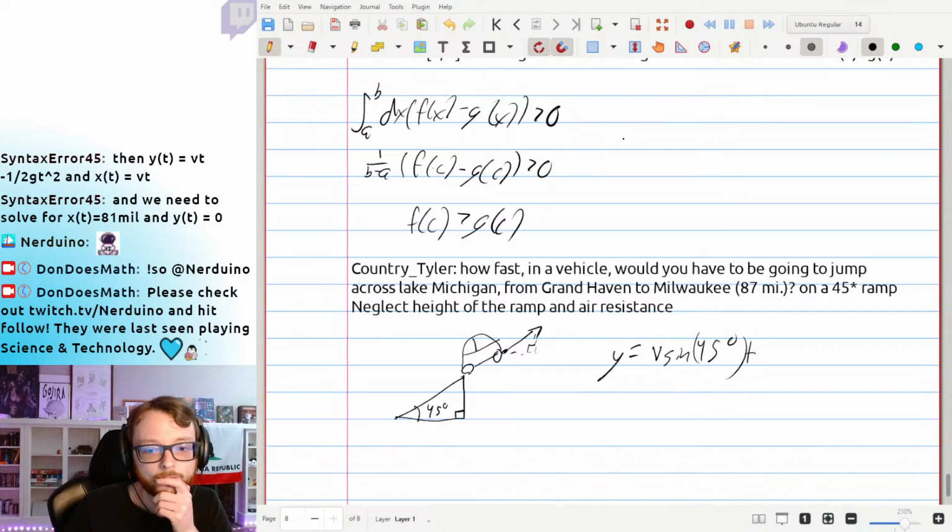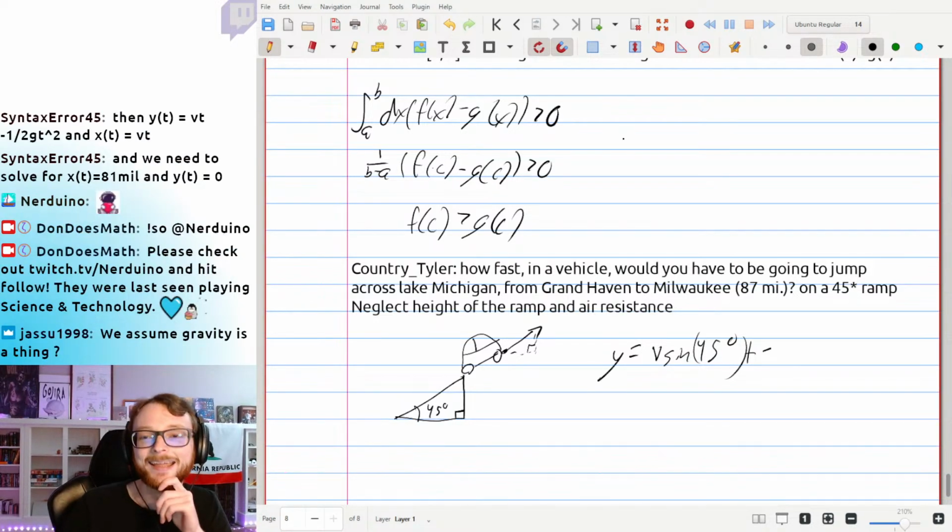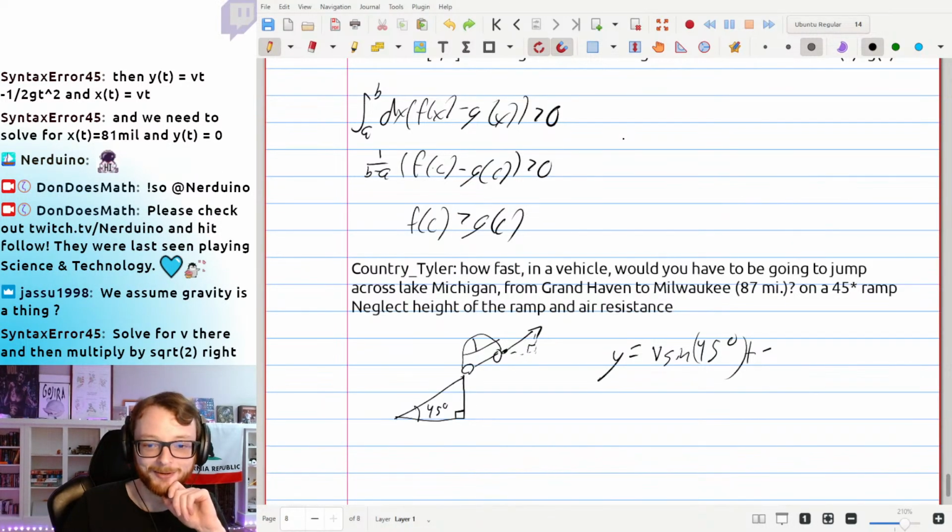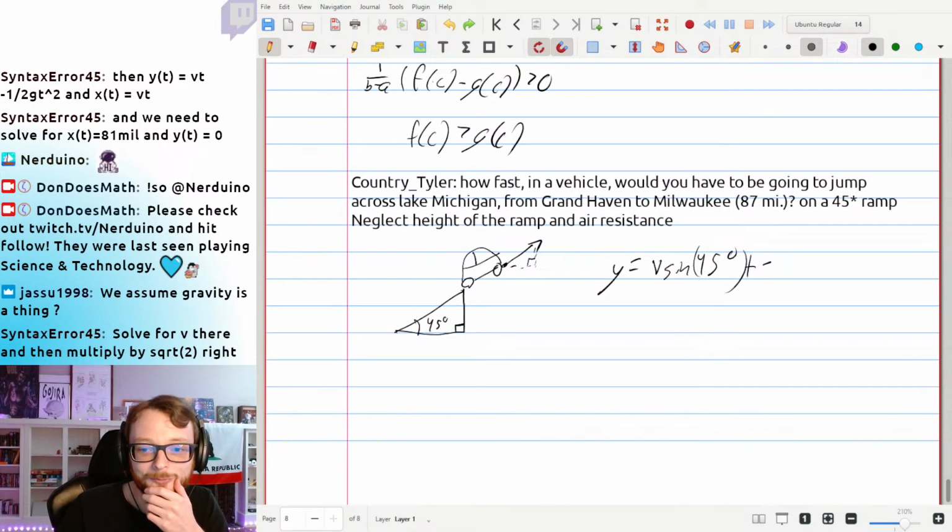Yeah, we're going to account for gravity. If there was no gravity, the car would just go flying off into space. That wouldn't go too well.